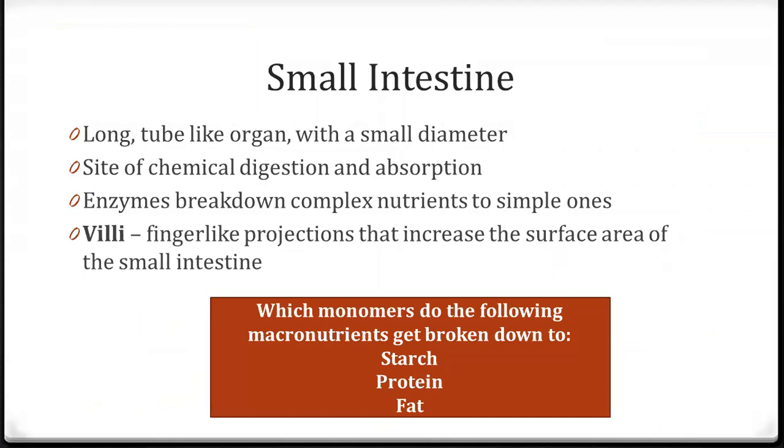Okay, so which monomers do the following macronutrients get broken down into? So starch gets broken down into glucose. It's a complex carbohydrate, or you could say simple sugars. Proteins get broken down into amino acids. Fats get broken down into glycerol and fatty acids.